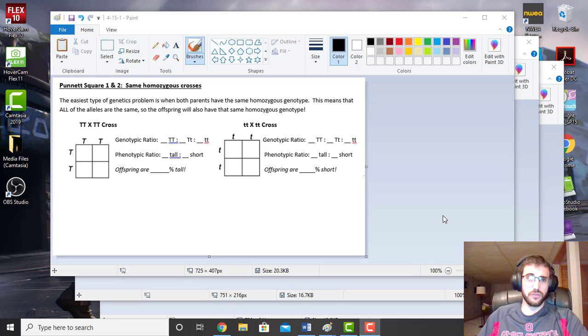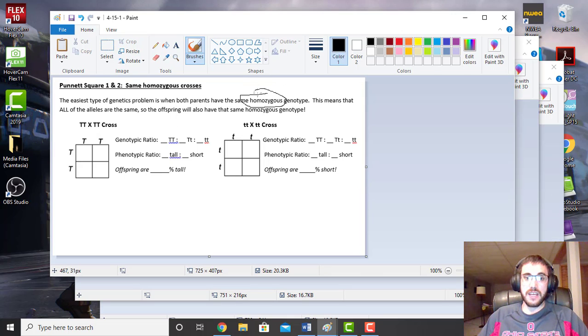Now, this isn't the case for all traits, but for a lot of traits that we're going to talk about and experiment through in class, there's going to be two traits, like either you're tall or you're short. We are going to describe these with two words: homozygous genotypes and heterozygous genotypes. If something is homozygous, that means that it's going to have two of the same type of allele, the same type of letter to represent that trait.